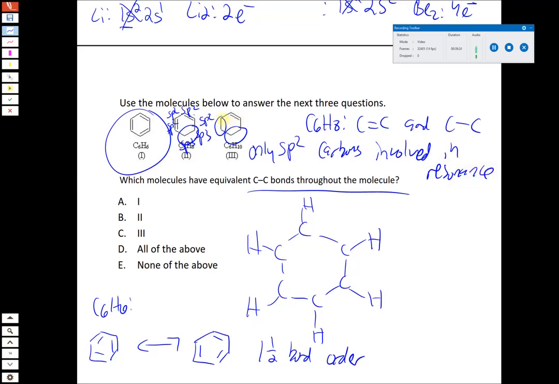So if you have sp3 carbons, which we do in both of these situations with these single bonds here, you're not going to have any resonance structures that involve double bonds there. The double bonds can only move between sp2 hybridized carbon atoms. In C6H6, they're all sp2.